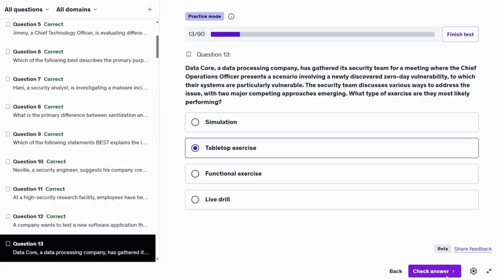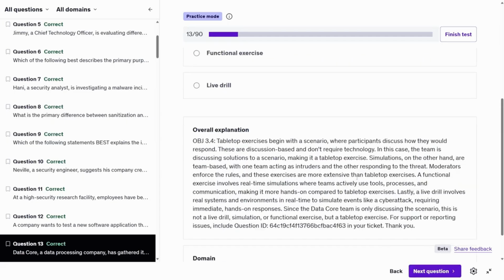And the correct answer is B. Tabletop exercises begin with a scenario where participants discuss how they would respond. These are discussion-based and don't require technology. In this case, the team is discussing solutions to a scenario, making it a tabletop exercise. Simulations are team-based, with one team acting as intruders and the other responding to a threat. Moderators enforce the rules, and these exercises are more extensive than tabletop.